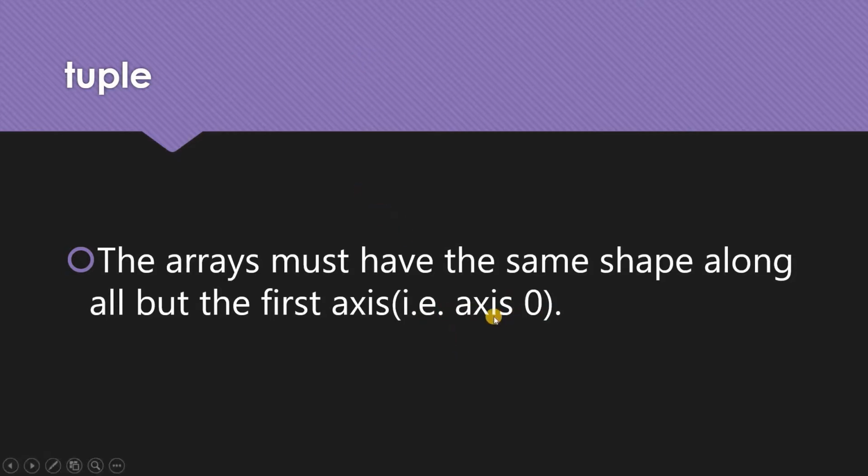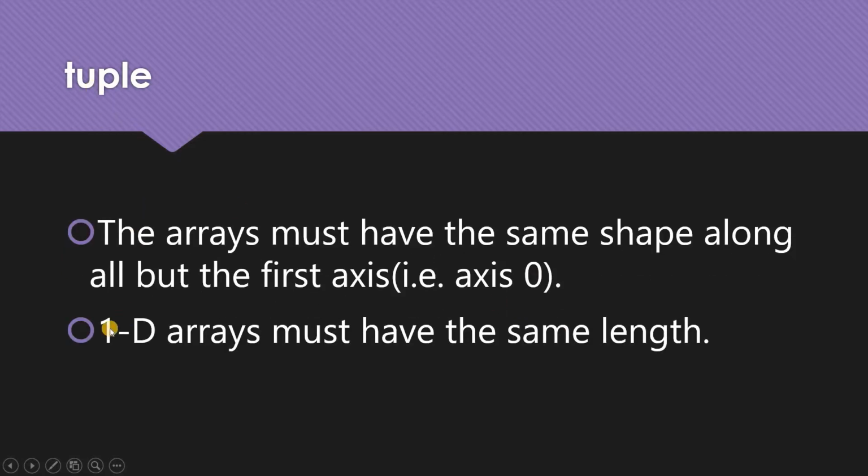So here the axis is 0 because we cannot change that axis in vstack. The shape along this axis need not be the same, but the shape along the other axis must be the same. There is one more rule: 1D arrays must have the same length. Actually, when we use the vstack function, 2D and 3D arrays behave differently, and 1D arrays are completely different.